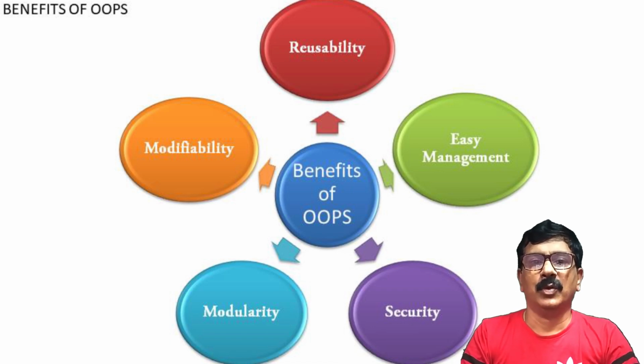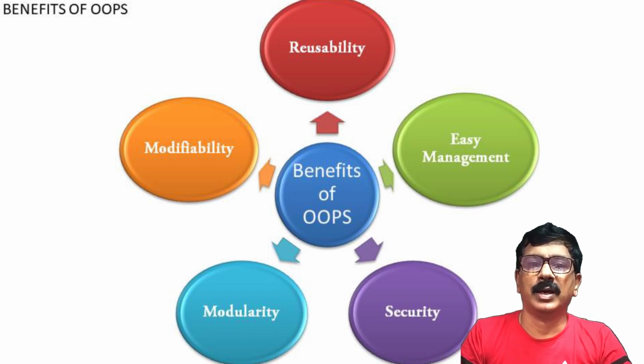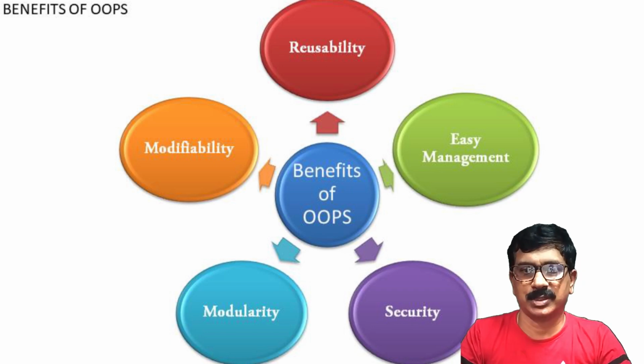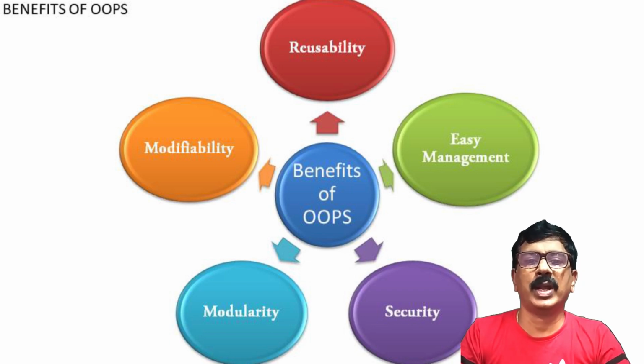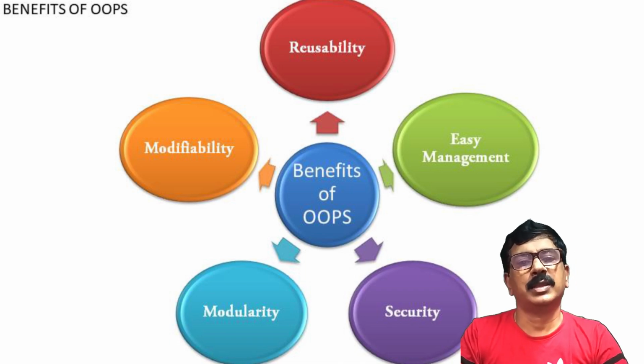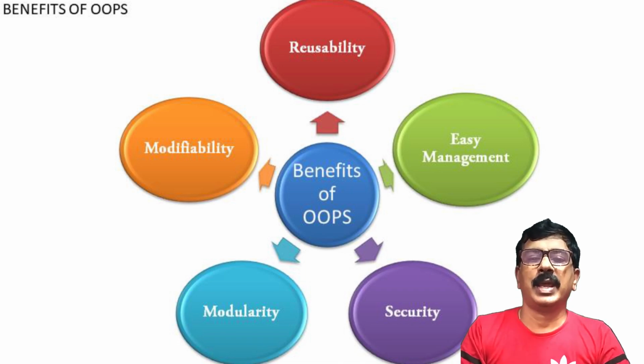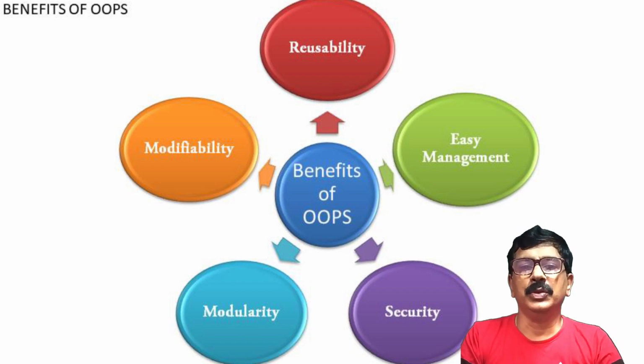Modularity. We can write the class methods as modules, then easily you can share with other classes as an object. You can even provide restrictions on the methods of a class. Security. By using the access specifiers private, protected, public, you can provide security on class methods or data.